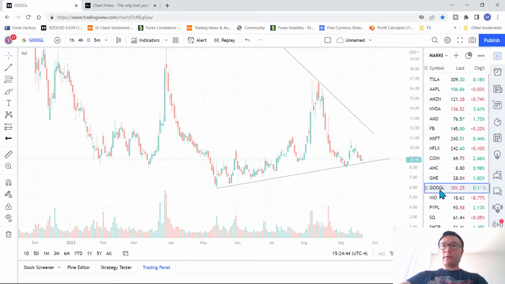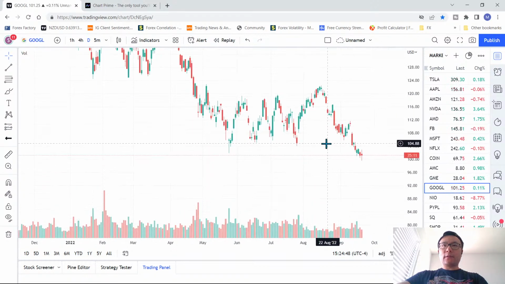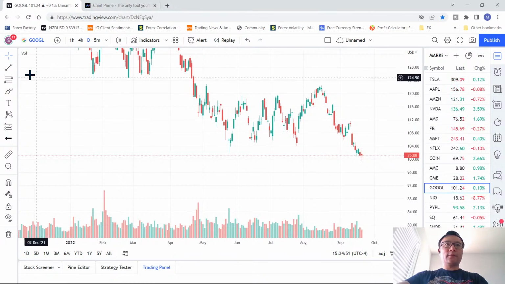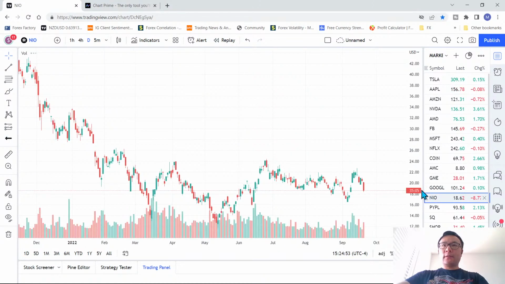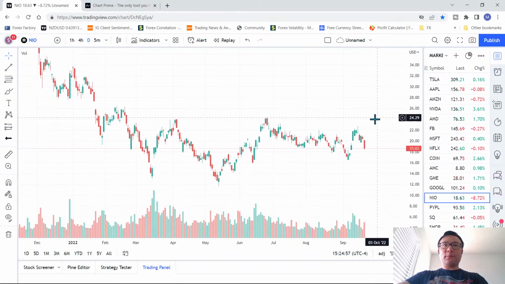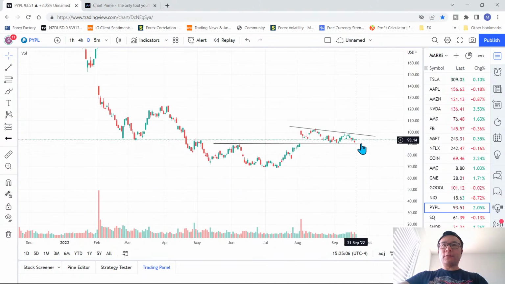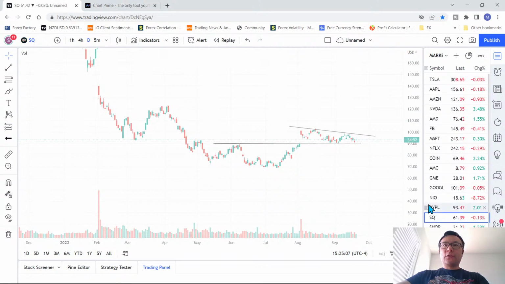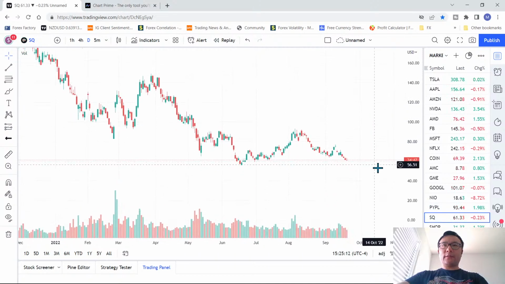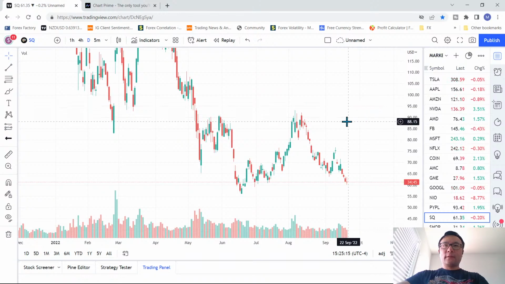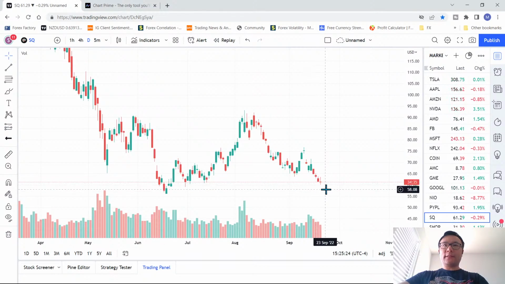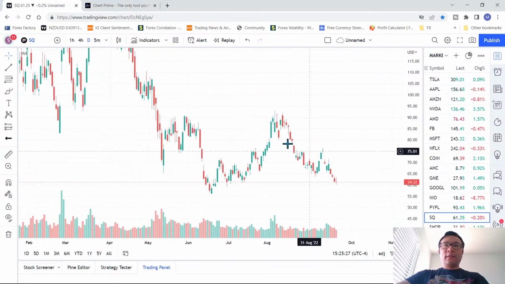GameStop, I don't trade anymore. Let's take a look at Google. Google broke this support here already, so I'm not going to trade this one. NIO is an EV company, not looking great, so moving on. PayPal is holding this choppy support level, not great. Square, okay, Square is holding some support right here, but you can see that it's still trending down. So I'm going to stay away.